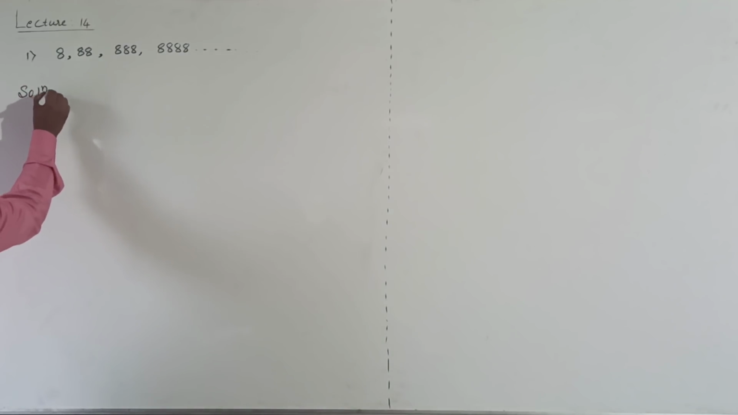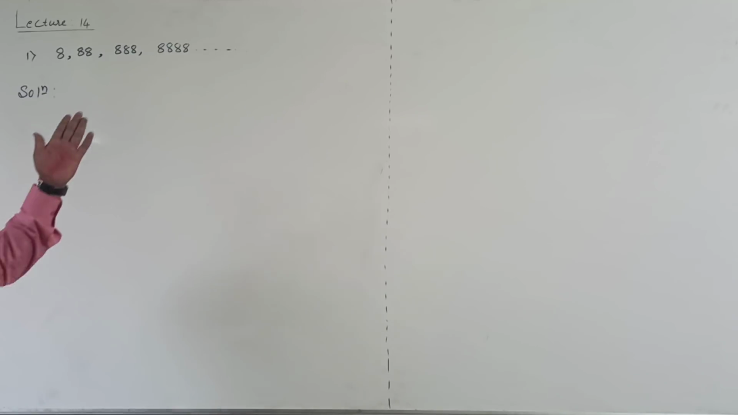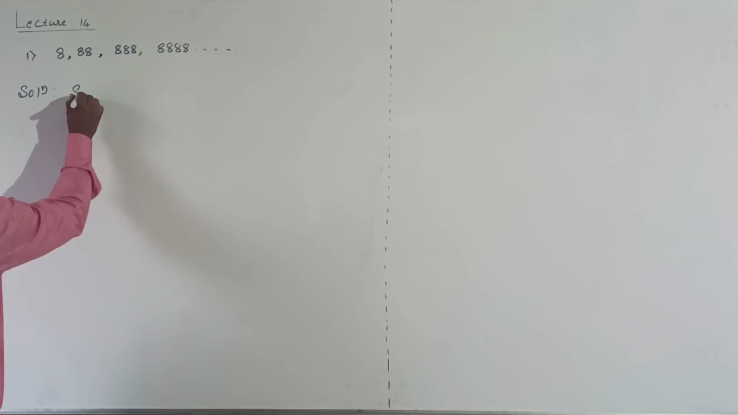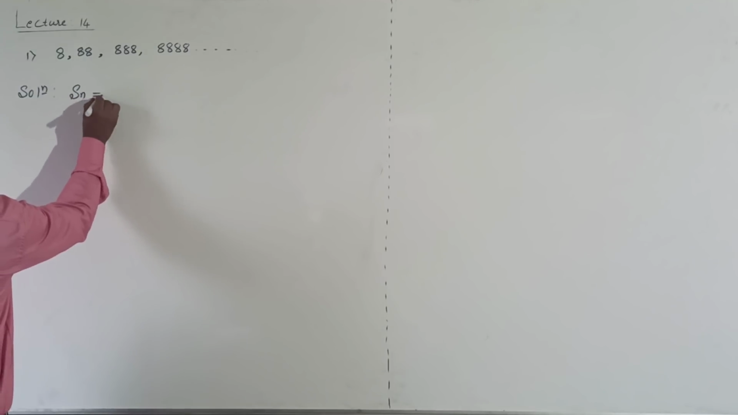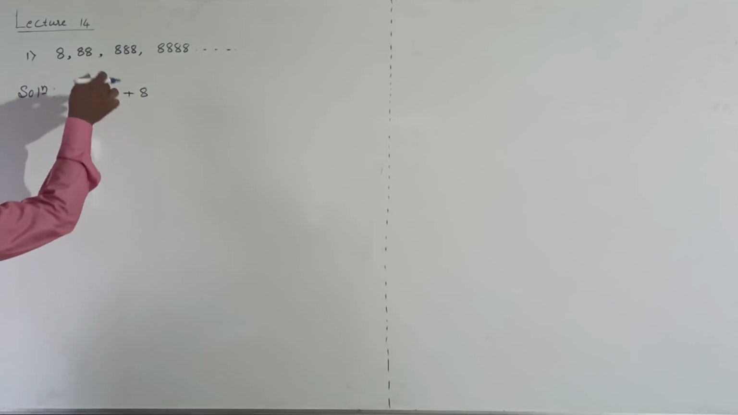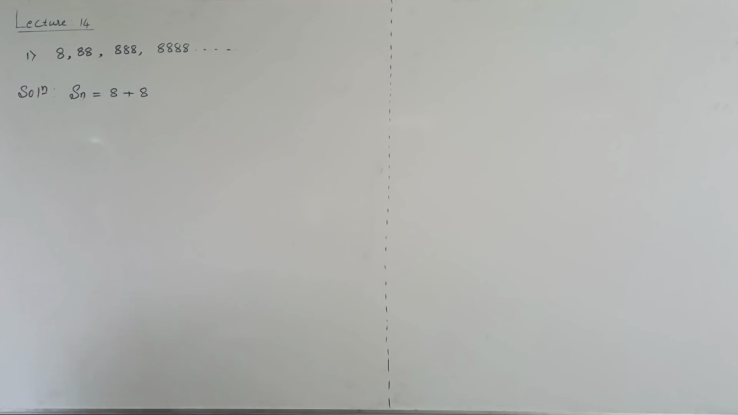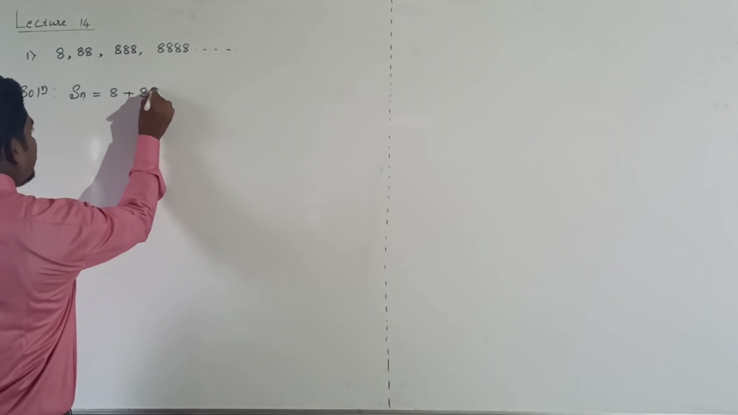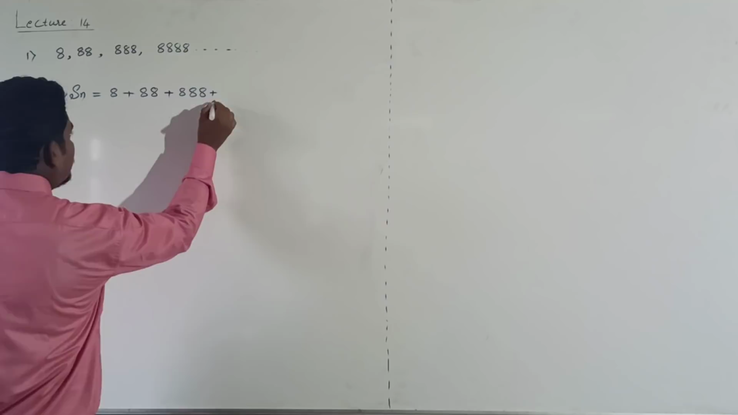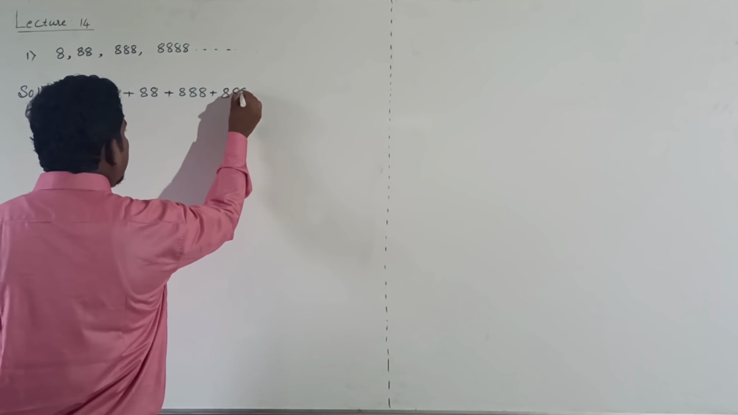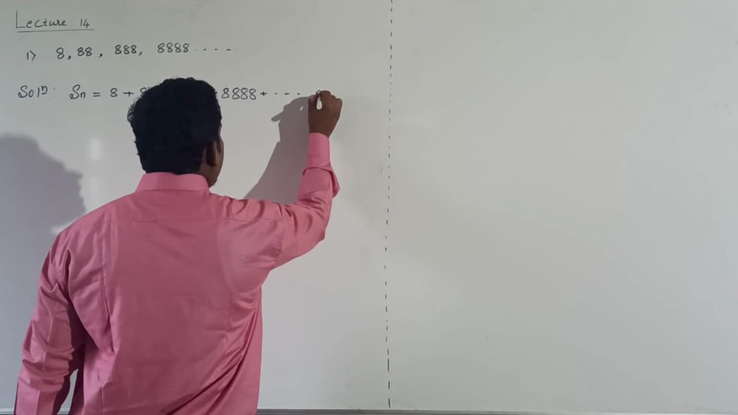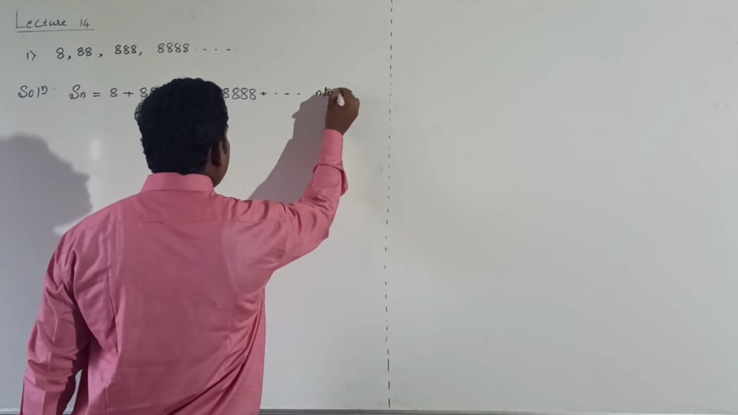Given sequence is 8, 88, 888 and so on. We need the sum, so the notation is Sn. Sn is equal to 8 plus 88 plus 888 plus 8888 plus and so on up to n terms.